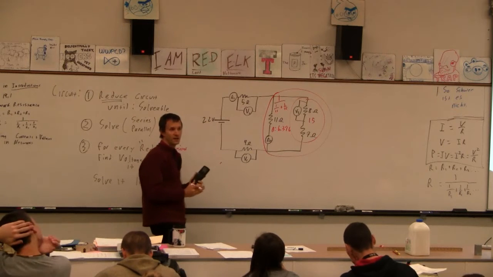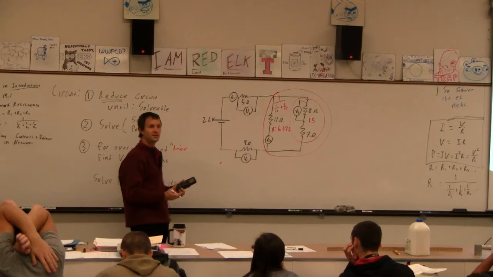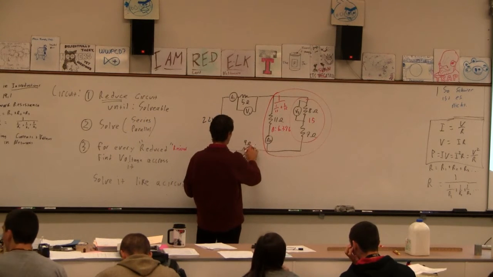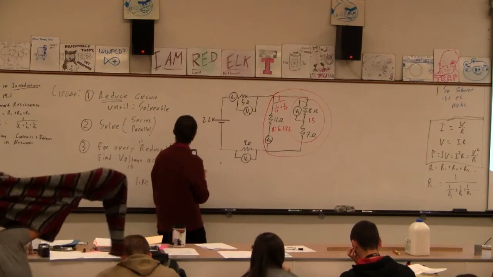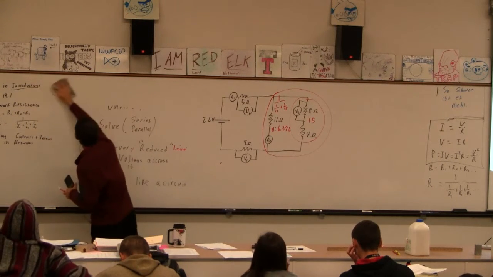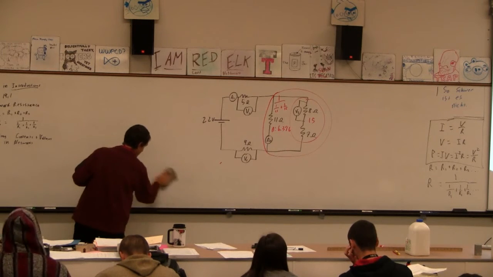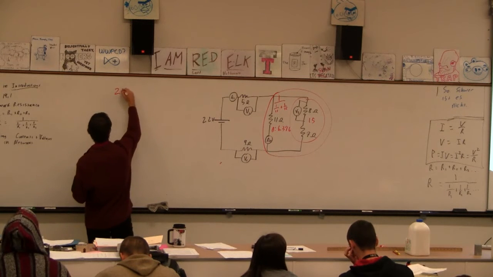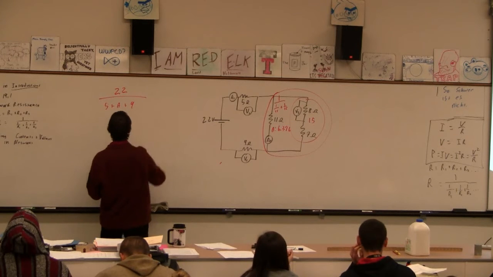I don't need to reduce it all the way down to one little nugget. I now recognize that this is a simple series circuit, yes? It's this guy, this guy, this guy in series. So I'm going to solve that series circuit. The current is 22 divided by (5 plus A plus 9).